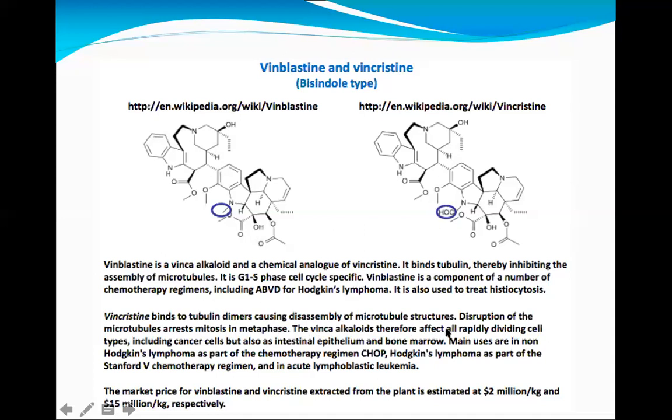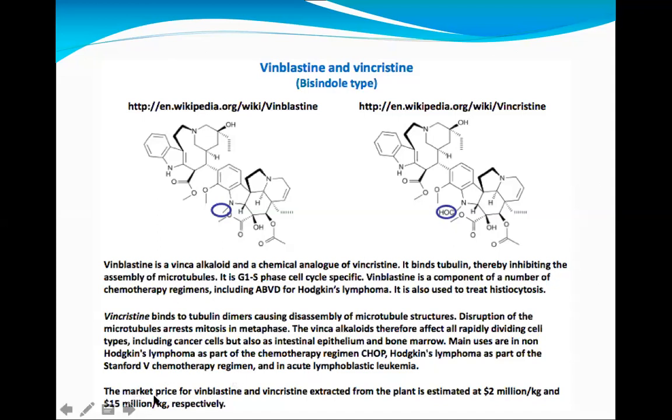The vinca alkaloids therefore affect all rapidly dividing cell types, including cancer cells, but also the intestinal epithelium and bone marrow. Main uses are in non-Hodgkin's lymphoma as part of the chemotherapy regimen CHOP, and Hodgkin's lymphoma as part of the Stanford V chemotherapy regimen. There are different chemotherapy processes to treat the cancer patient, and these are the two types I mentioned.